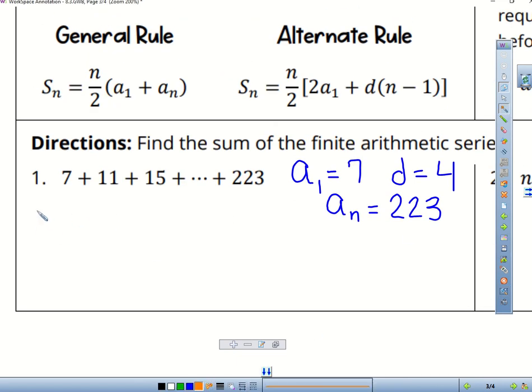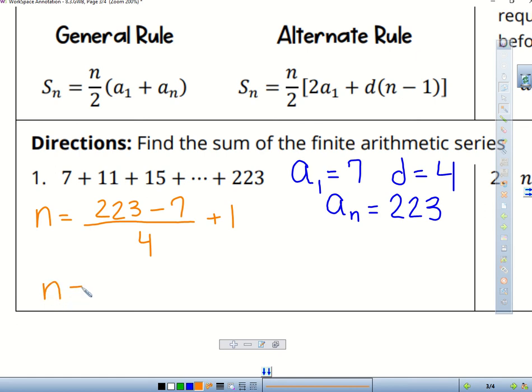Okay. So n is equal to your last term minus your first term over d, plus 1. Okay, that's how you find n. So I'm using the formula to find n. So if we do that calculation, you should get 55. Okay?